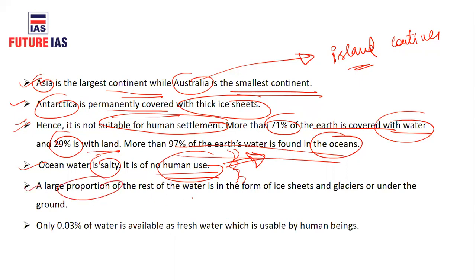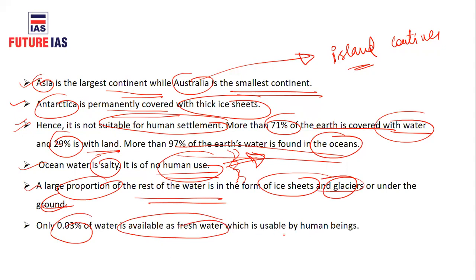A large portion of the rest of the water is in the form of ice sheets and glaciers, which can be found on the ground. And it is only 0.03% of the water which is available as fresh water and which is usable by human beings. Apart from the water covered in ice sheets and glaciers, which humans are not capable of using, only 0.03% is usable.